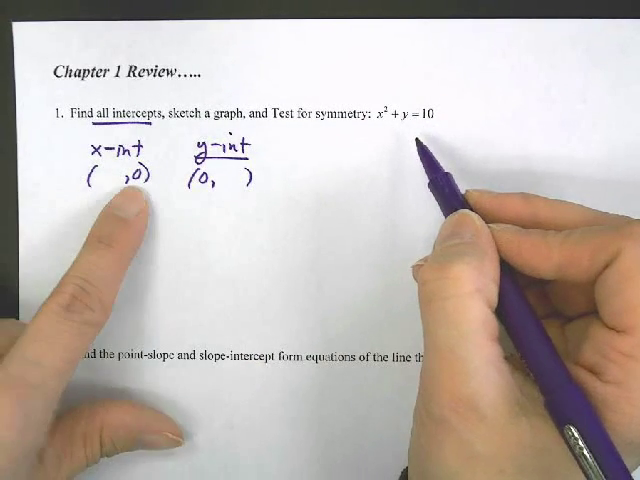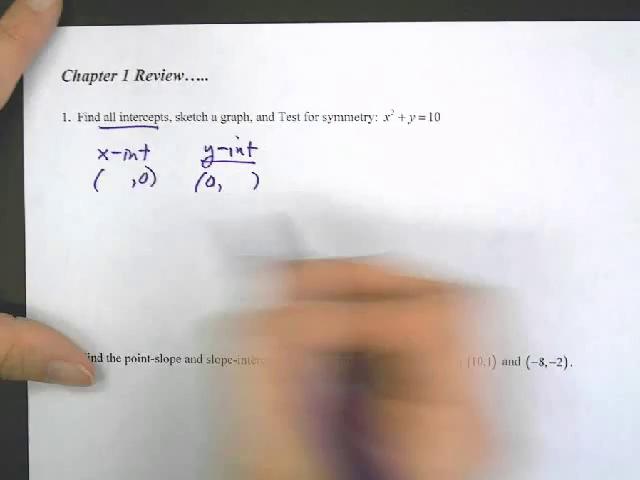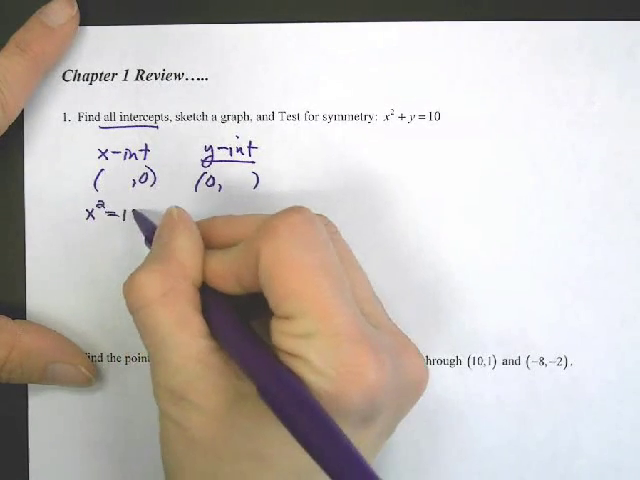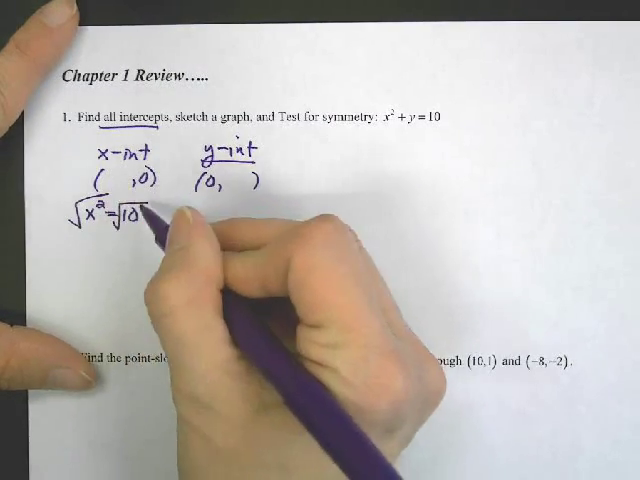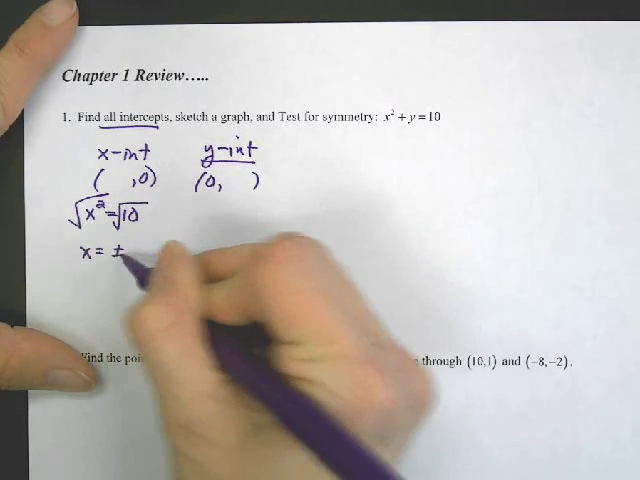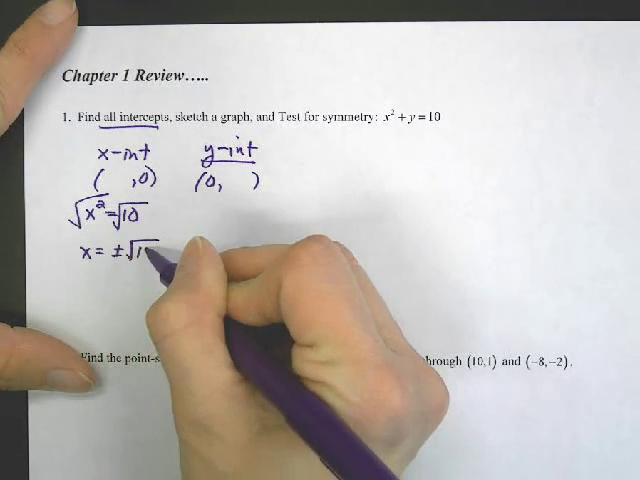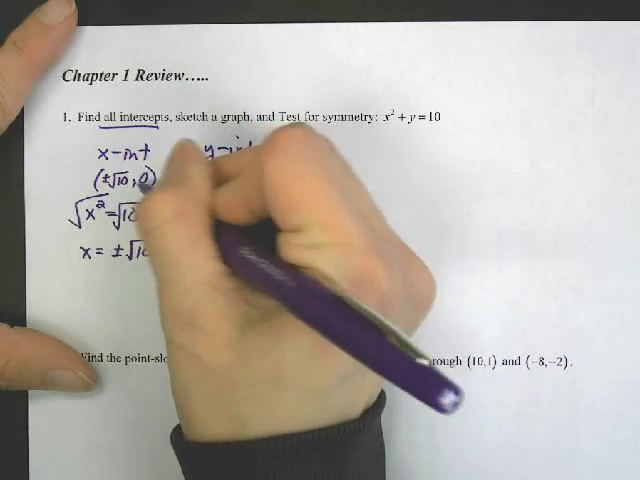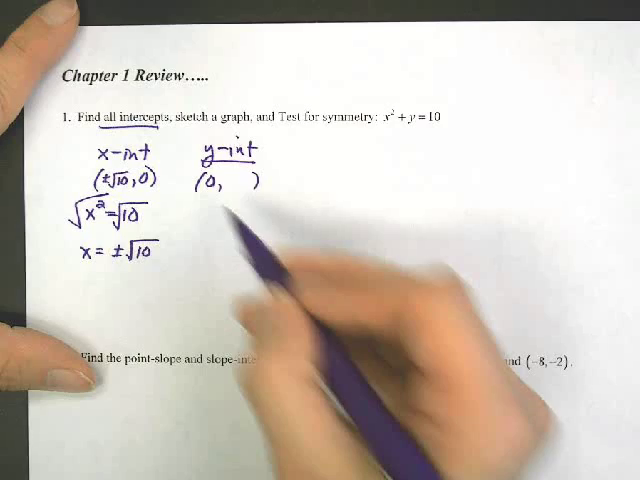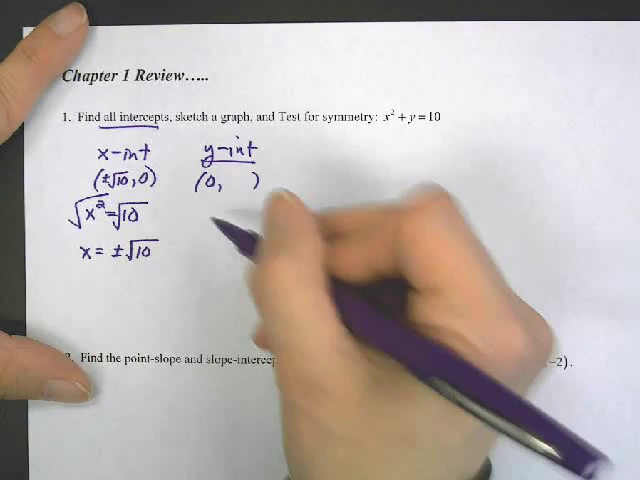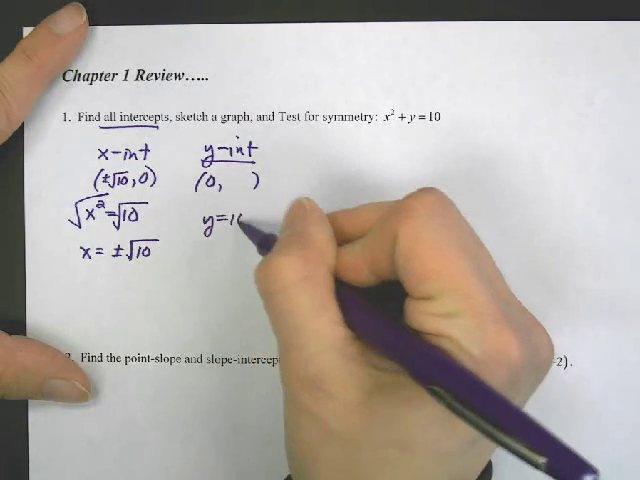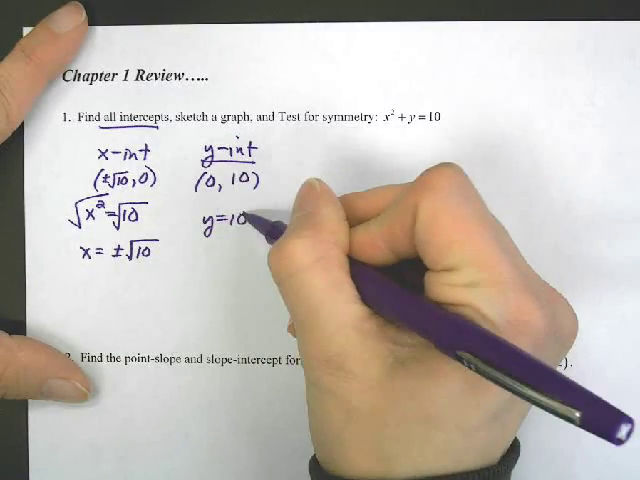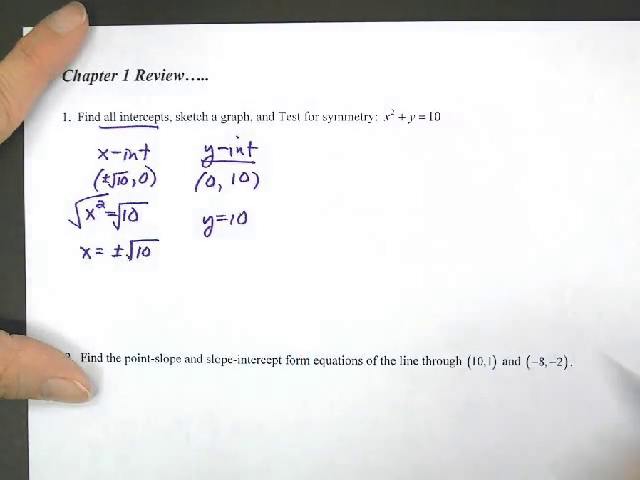So I'm going to look at this equation here and put 0 in for the y. And that says x squared equals 10. When you square root, don't forget that you get plus or minus. 10 does not break down any simpler for a radical, so the answer is plus minus radical 10, comma 0. There are two x-intercepts. The y-intercept, if I put 0 in for x, I get y equals 10. There's only one y-intercept because it wouldn't pass the vertical line test.